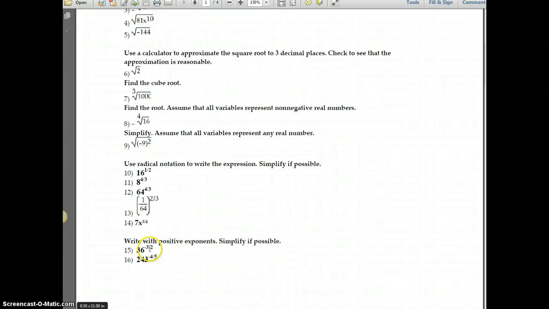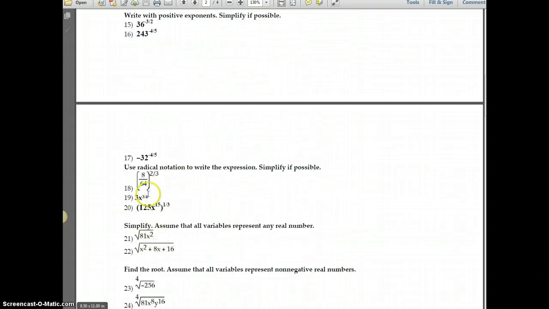Make sure you understand negative exponents. Again, they have nothing to do with a negative number. It doesn't turn the base into a negative number. A negative number in the exponent means that you are taking the reciprocal. You're flipping that number, putting 1 over 36, and then taking the exponent of 3/2.